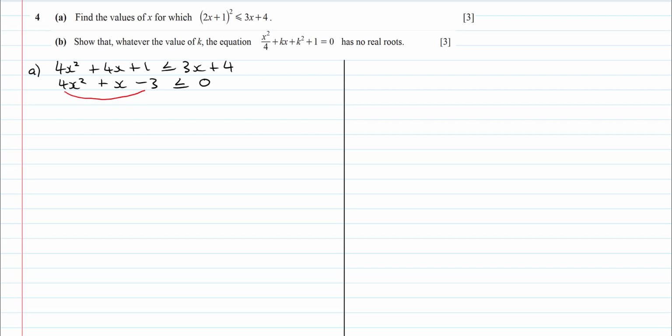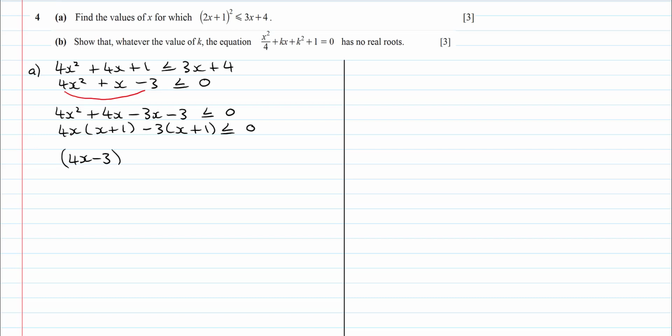So we can write that left-hand side then as 4x squared plus 4x minus 3x minus 3 is less than or equal to 0. So then we get 4x(x + 1) minus 3(x + 1) is less than or equal to 0. And then factorizing fully, we're going to get (4x minus 3) times (x plus 1) is less than or equal to 0.